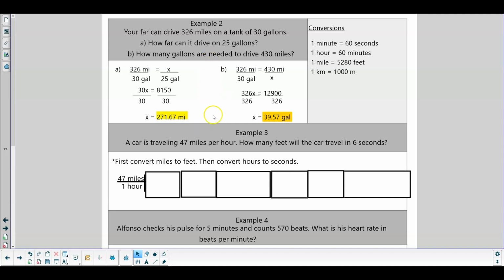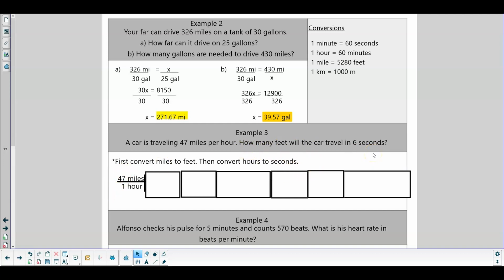All right, hopefully this is pretty simple and you guys remember doing proportions. This should be easy enough to do. The bottom example is a little tougher only because they want you to do some conversions, but they also want you to calculate a question afterwards.